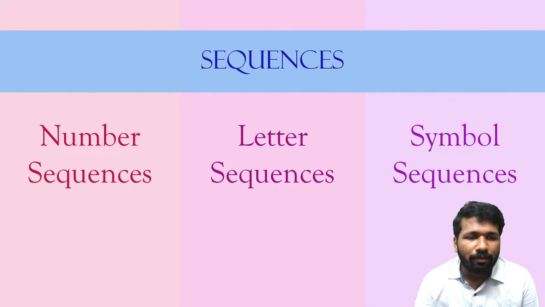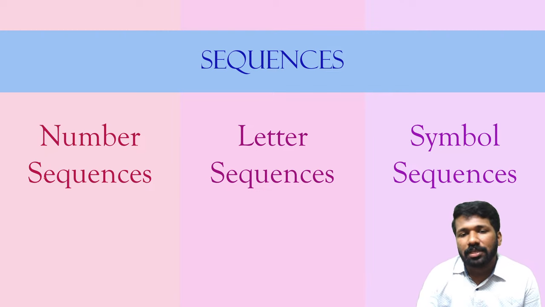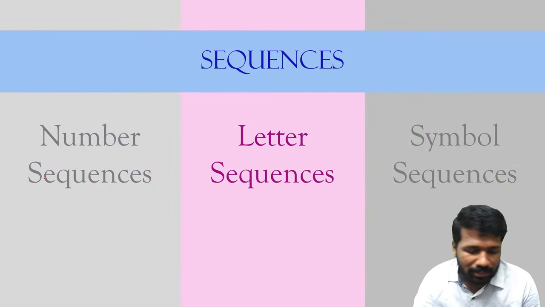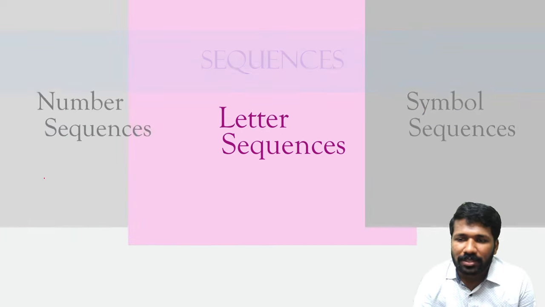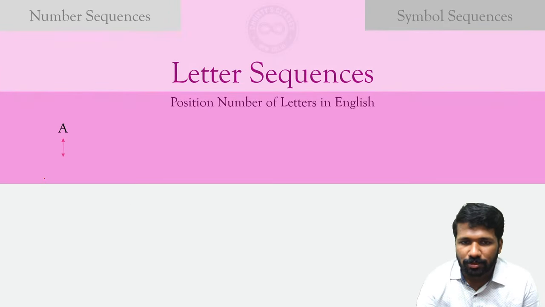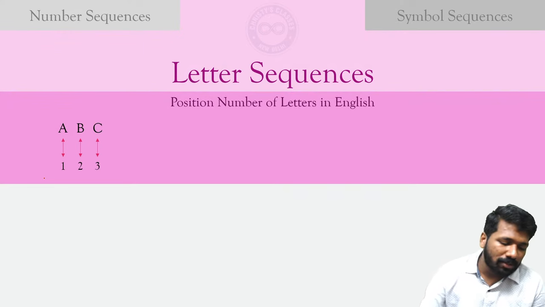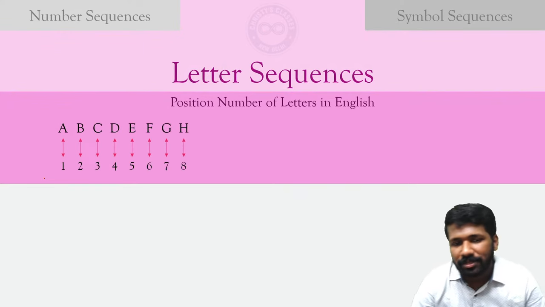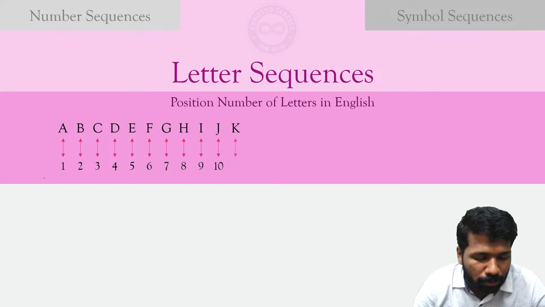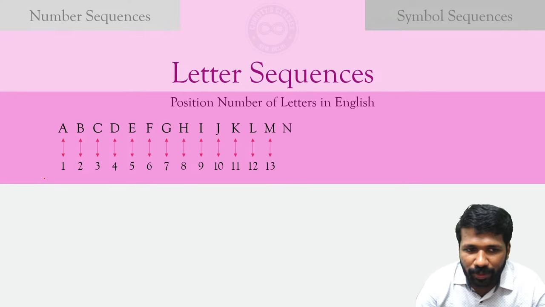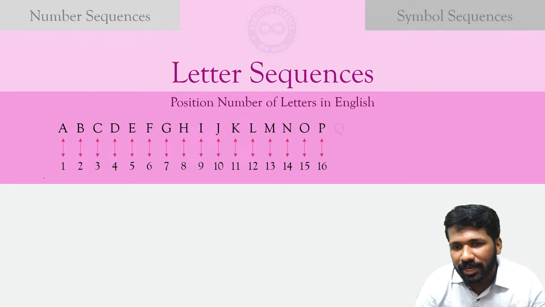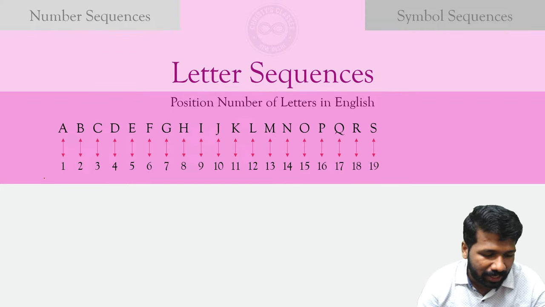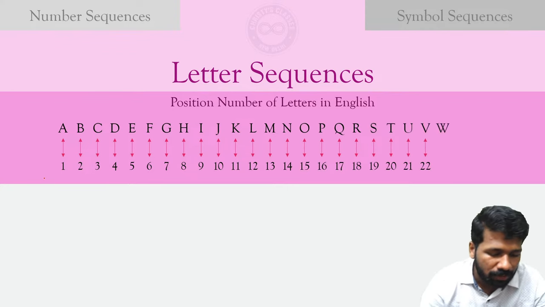Okay, so we have already taken a session on number sequence or number series. Today we are discussing letter sequence or letter series. In the next lecture, we will discuss symbol sequence or symbol series also. Letter sequence or letter series is clearly based on English alphabets A, B, C, D, E up to Z. So A is the first letter, B is the second letter, up to Z is the 26th letter. This letter position is very important.